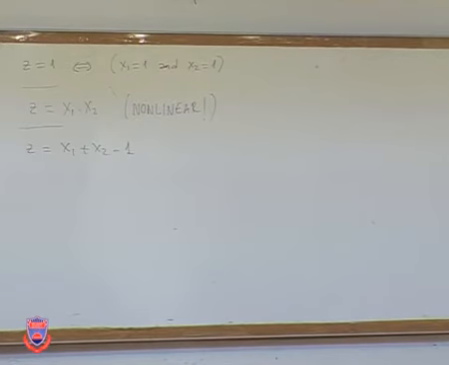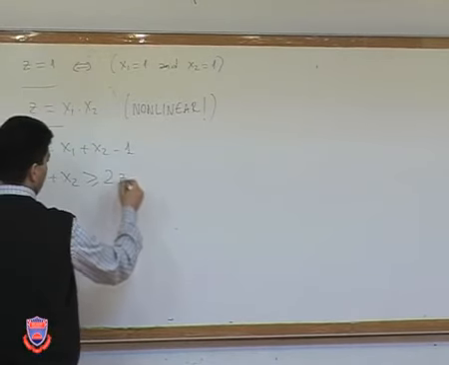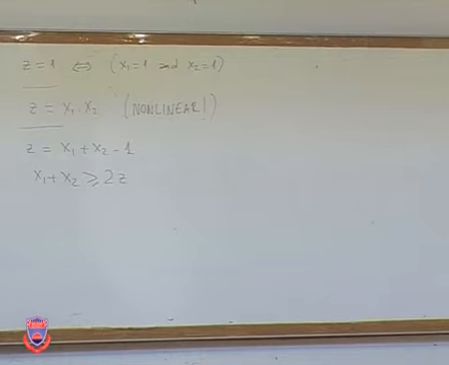x1 plus x2 greater than or equal to 2 multiplied by z. So x1 plus x2 is greater than or equal to 2 times z. So again, in this case, this can be 1, this can be 1, and this can be 0, right? Okay? Actually, we're getting close to the solution, so which is good.